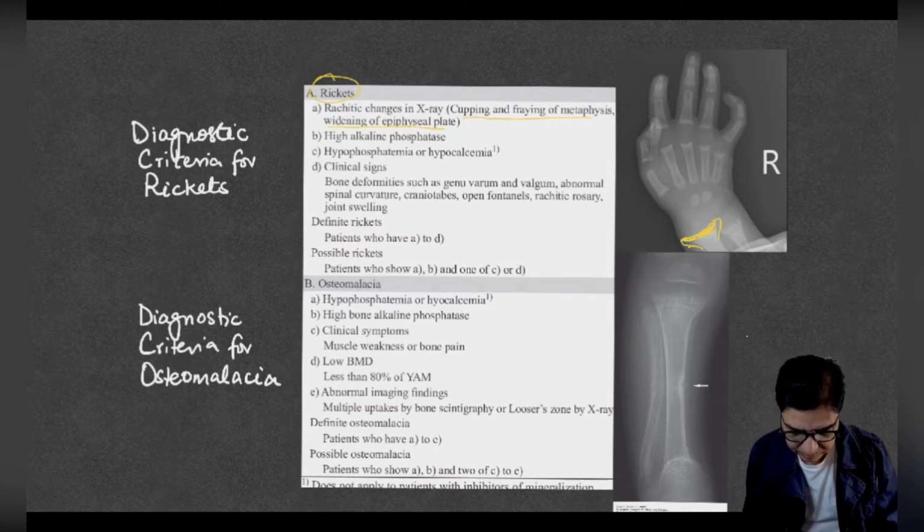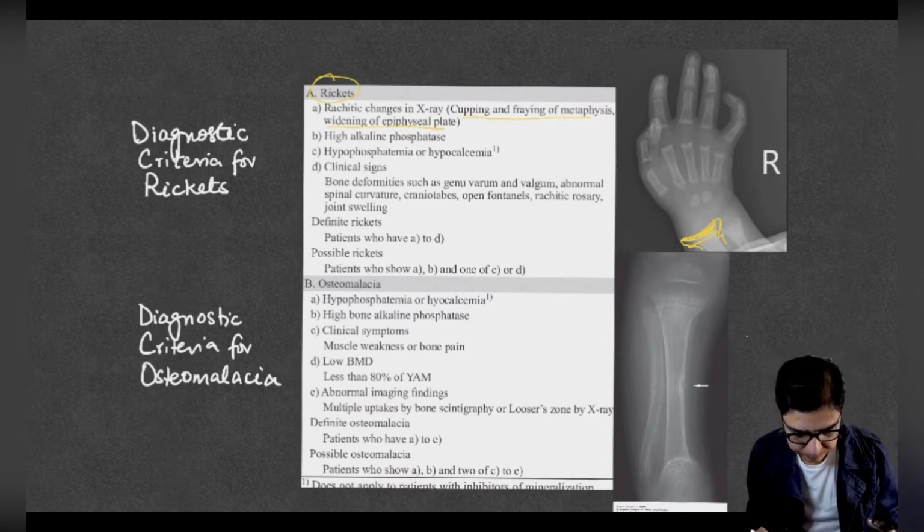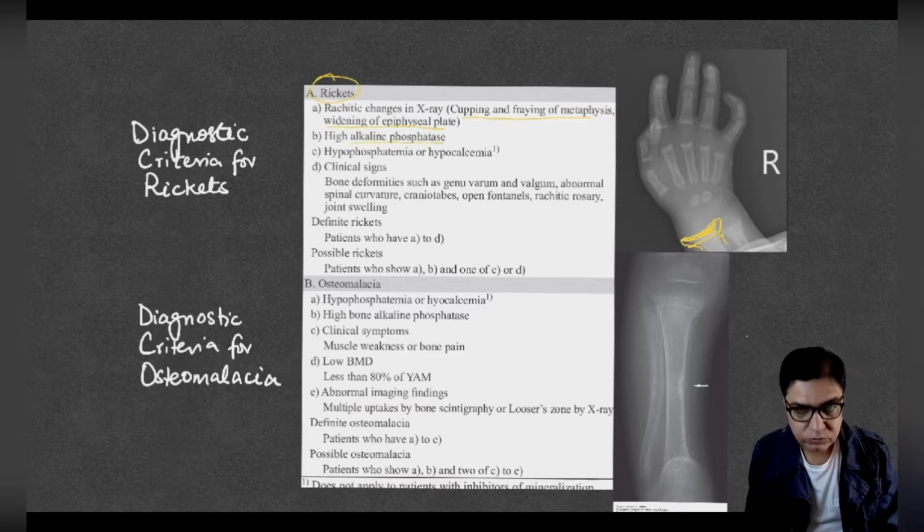So this cupping and fraying of the metaphyseal end, and then there is widening of the growth plate. Sometimes these growth plates become so widened that it causes bony deformity, so it can bulge under pressure as well, especially in the long bones of the lower limbs, and you can get genu valgum or genu varum. Anyhow, that is also associated with high alkaline phosphatase. So when you do the biochemical test, you should always get a high alkaline phosphatase, and it should be associated with either hypophosphatemia or hypocalcemia.